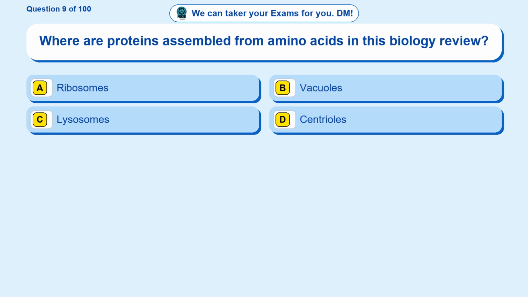Question 9. Where are proteins assembled from amino acids in this biology review? Option A, ribosomes. Option B, vacuoles. Option C, lysosomes. Option D, centrioles. The correct answer is option A, ribosomes.